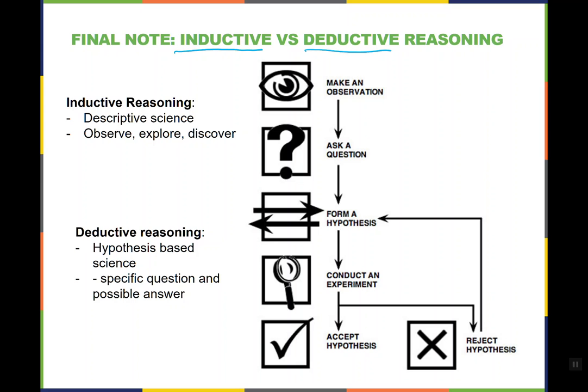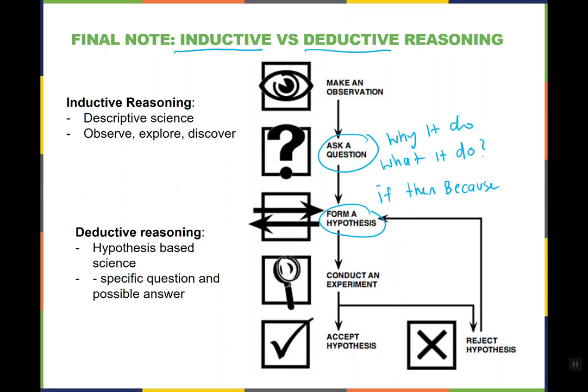So, first step is to make an observation. Look at a thing and the way it behaves. Ask a question, such as why it do what it do. Form a hypothesis. So remember, if, then, because. And then you conduct an experiment and either accept your hypothesis as probably correct or reject it as definitely not correct. And then you go back to this step.